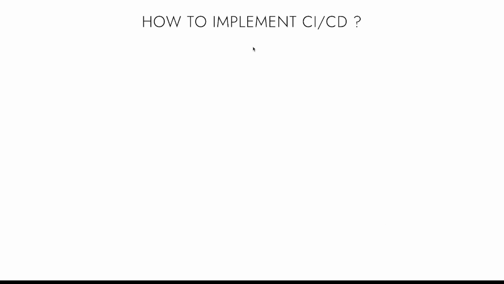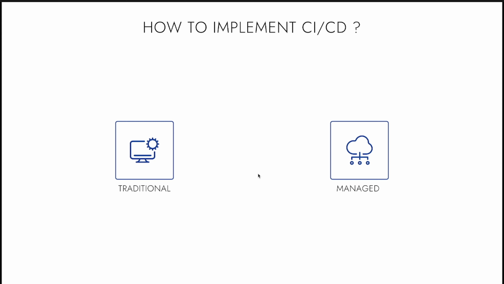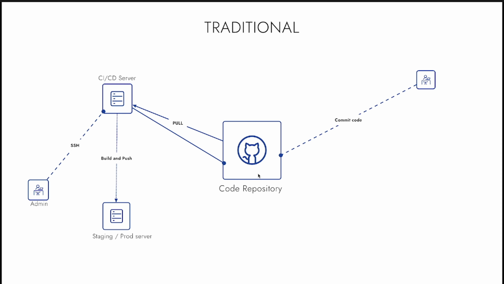So how do you implement CI/CD today? There are two main ways in which CI/CD has been implemented. The first is the traditional way of implementing CI/CD, and the second is using a managed CI/CD platform. In a traditional CI/CD environment, your team is fully responsible for managing your CI/CD application and the server or infrastructure. So in this case, you need to have some administrators who set up the CI/CD server, install the CI/CD application, and also set up triggers that connect to your code repository and monitor for changes.